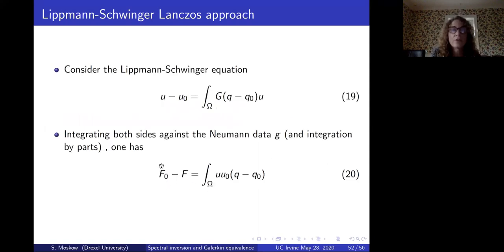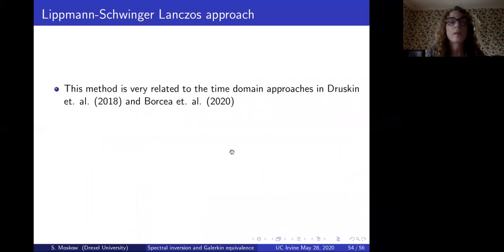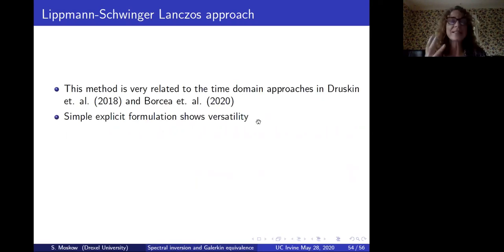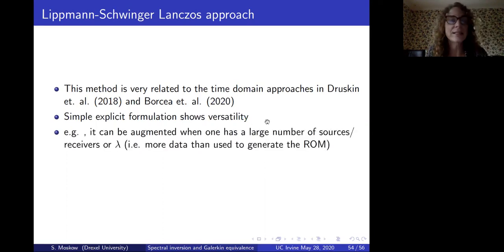So in here, you could use this as data and look for this unknown in a basis of orthogonalized U zeros, put in the internal solution for U, and invert. This method is very related to the time domain approaches used by the authors in these other two papers. This just gives a simple and explicit formulation, and there's some versatility to it in the sense that it's easy to see how it can be augmented.